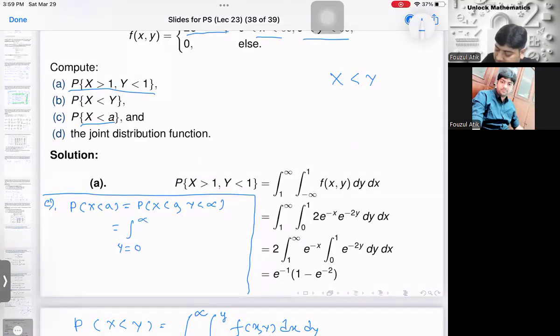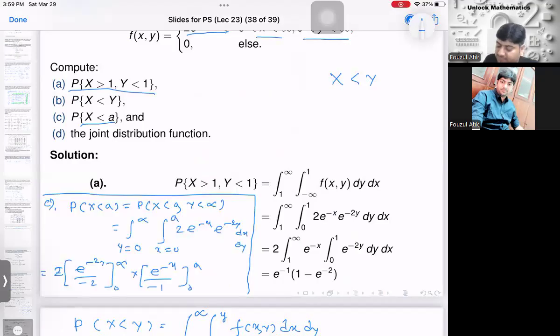0 to infinity, and x is equal to 0 to a, f(x,y), so 2 into e power minus x, e power minus 2y into dx dy. And this integration, if you do, we can just separate them out. e to the power minus 2y integration, if you do, so e to the power minus 2y by minus 2, and 0 to infinity, into 2 was outside, I'll take 2 outside, into e power minus x by minus 1 and 0 to a.